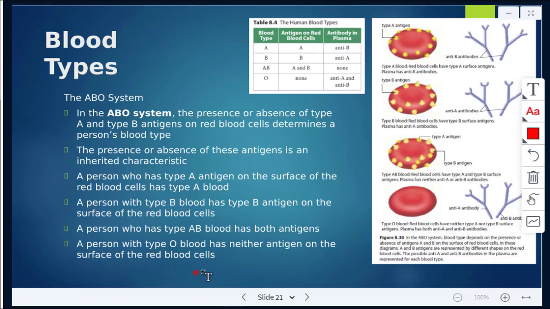All right, as well as what they have in their plasma. A person that has type A blood is going to have anti-B antibodies in their plasma. In the plasma of a person with type B blood, they're going to have anti-A antibodies. A person that has type AB blood does not have antibodies in the plasma. And then a person with type O blood has both type A and type B antibodies.